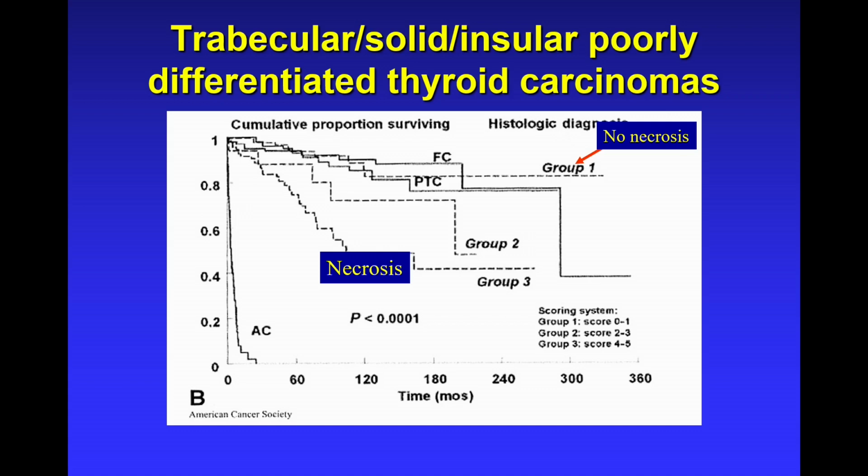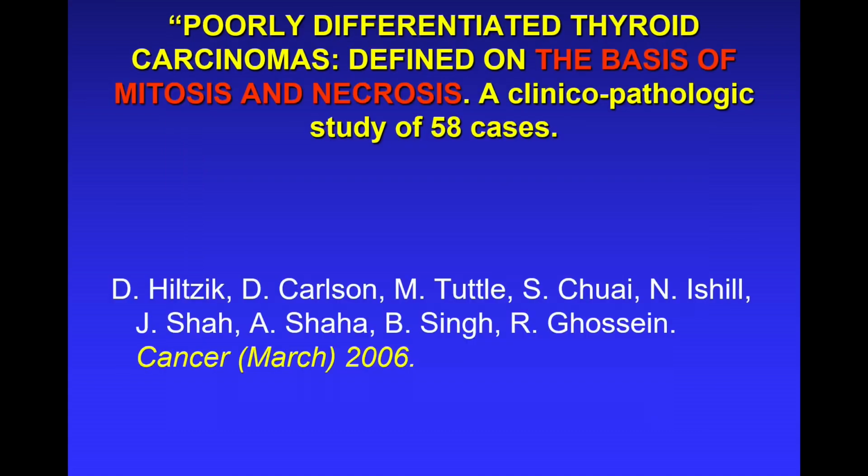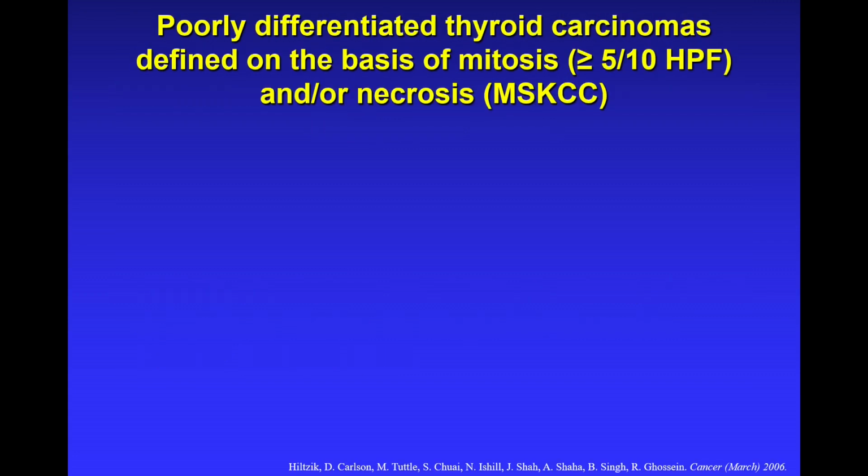So when I saw this paper, I thought, why don't we do something different? I don't know why nobody thought in thyroid of using mitosis and necrosis. I said, well, after all, they do it in lung for a really very important reason. And so why don't we try that? And we did it in 2006. We looked at all the cases and tried to group them on the basis of mitosis and necrosis, irrespective of growth patterns.